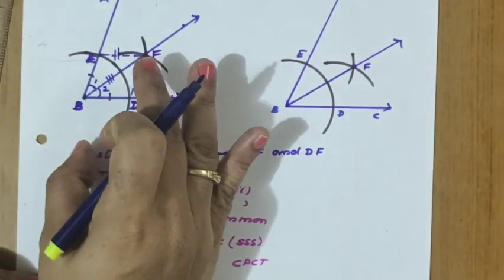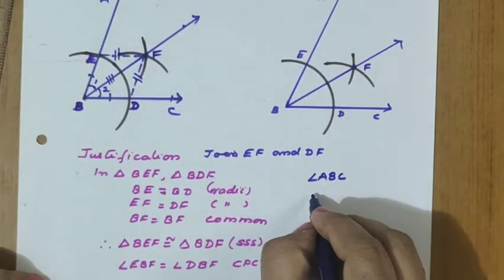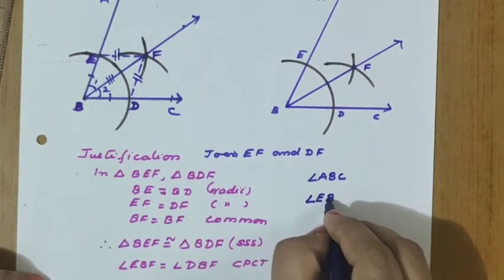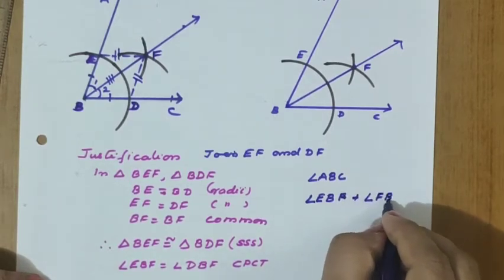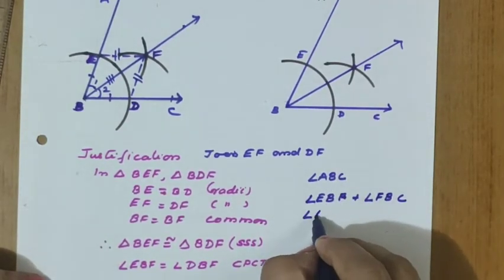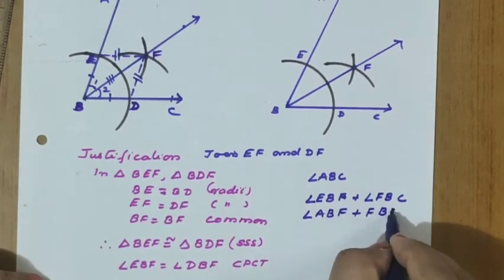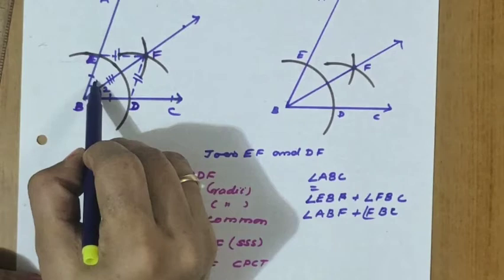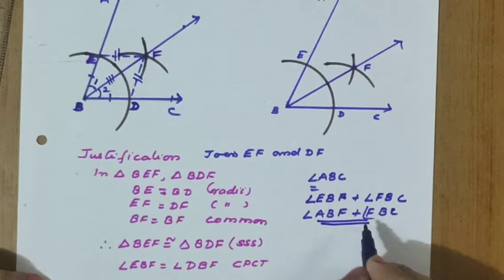So what is the total angle ABC? It is divided into two. Which are they? Angle EBF plus angle FBC. That is only ABC. Instead of EBF, I can write ABF plus FBC. Right? So we got ABF. ABF means angle 1 and FBC means angle 2. By CPCT, these two angles are equal.